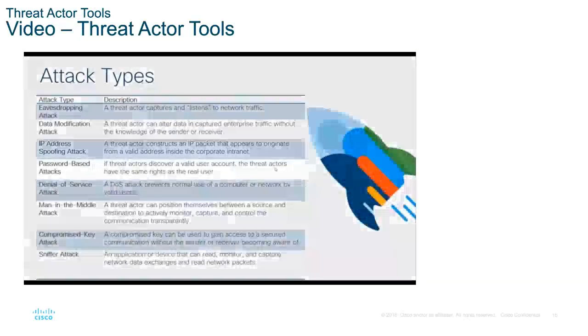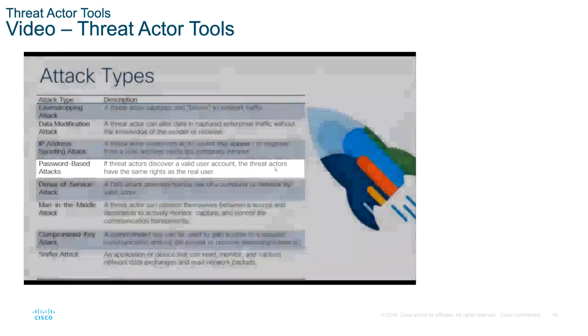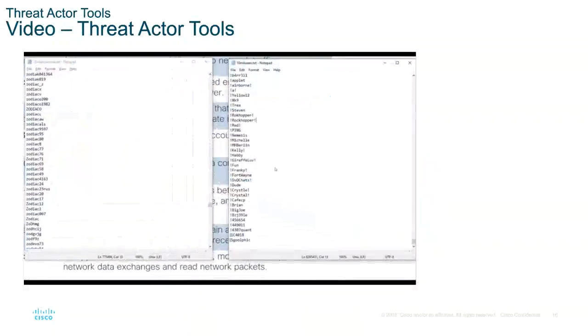Password-based attacks, anybody can do this. There are tons of tools out there. But if a threat actor can discover a valid user account, then they can have the same rights as a real user, and they can then try to escalate their privileges. Now, one example of a password-based attack would be having password and username lists and using these lists with a tool. For example, there's a tool known as THC Hydra, and you could take a username list and a password list, and you combine them together, and you knock on a front door, let's say 150,000 times.